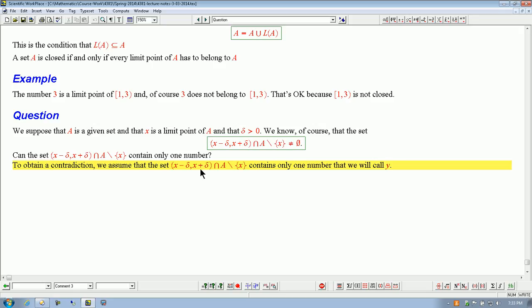To obtain a contradiction, we assume that this set contains only one number, and I'm calling that number y. I'm not choosing. There's only one, giving that one number a name. Call it Charlie or Y or something. Okay, I'm going to introduce a new positive number. We define, let's call this number delta 1 to be the smaller of the numbers.